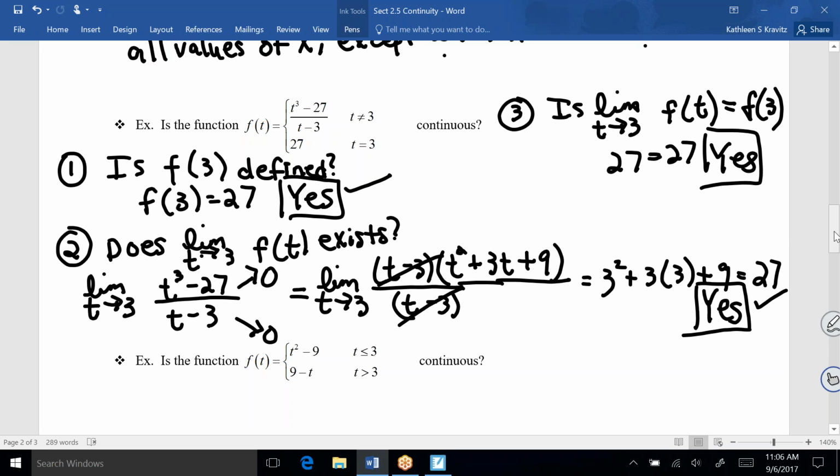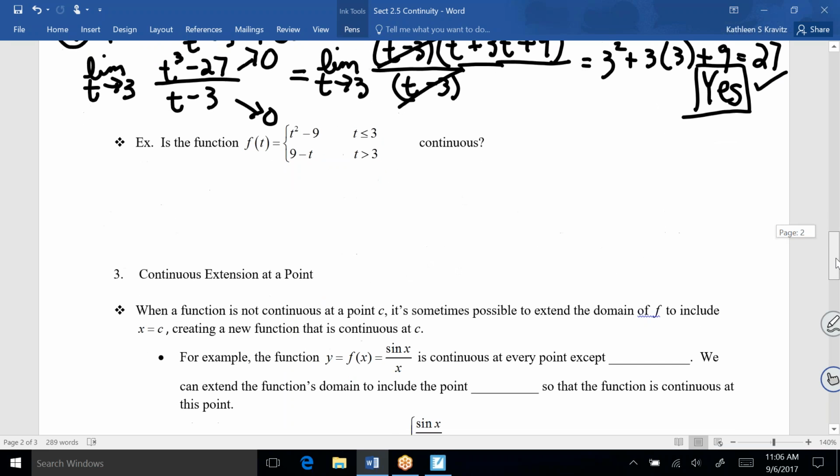All right, then I gave you the next function here. f of t is equal to t squared minus 9 when t is less than or equal to 3, and 9 minus t when t is greater than 3. Is that function continuous? So you can see that now 3, again, is going to be the number that we want to be looking at. And we want to look and see what's happening to the left of 3 and to the right of 3. So go ahead and try this one. Do the same thing here. Work through those 3 tests and figure out if this one is going to be continuous or not.